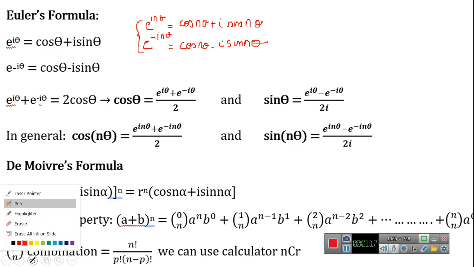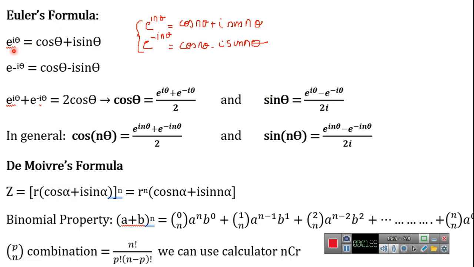Now we're going to give you the Euler formula. What is the Euler formula? We said that e^(i theta) can be written, this is in exponential form, as cosine theta plus i sine theta. And e^(minus i theta) is cosine minus theta, which is cosine theta, plus i sine minus theta, which is minus i sine theta. So if you add above plus below, i sine theta and minus i sine theta cancel, and you're going to get 2 cosine theta. So cosine theta equals e^(i theta) plus e^(minus i theta) over 2.